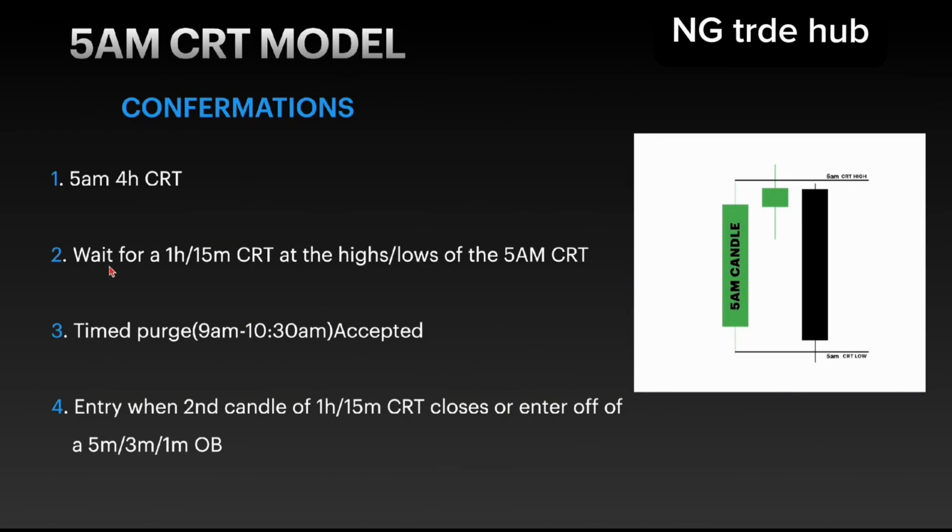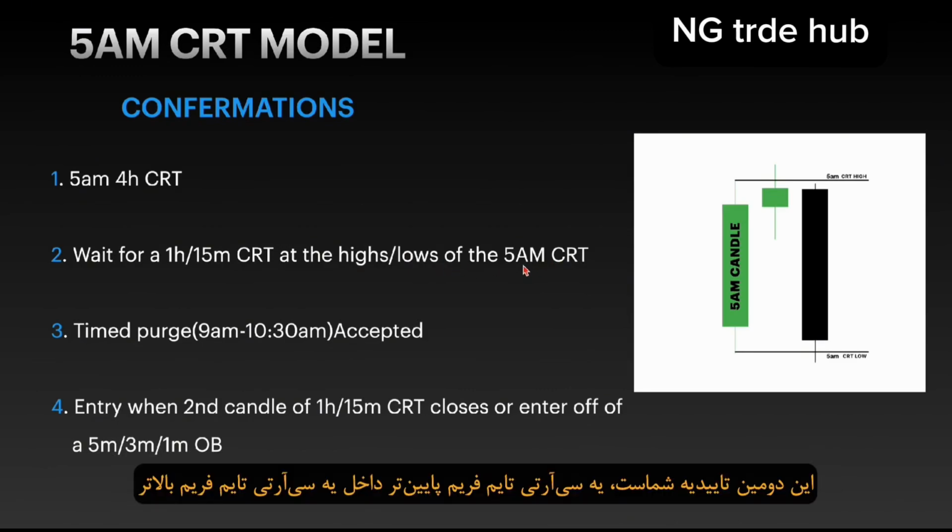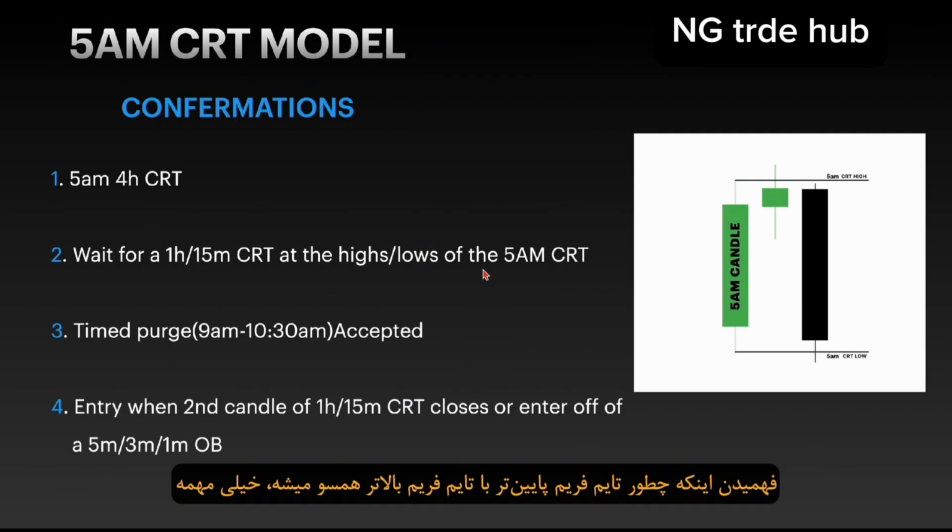Number 2. The 15-minute or 1-hour CRT formation. Look for a CRT setup within this 5 a.m. range on the 15-minute or 1-hour chart. This is your second confirmation, a lower time frame CRT within a higher time frame CRT. It's crucial to understand how the lower time frame aligns with the higher one.